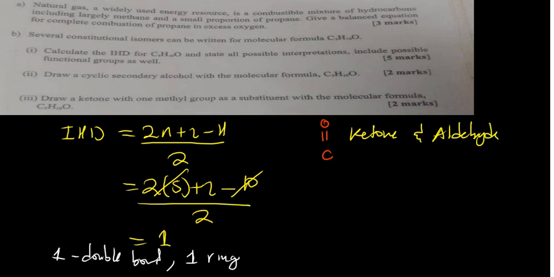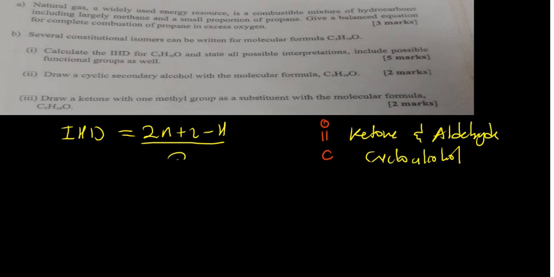But we said it can also be a ring. So the only way it can be a ring is when there's no double bond. And because we've got oxygen, it can be a cycloalcohol, where it is an alcohol in a ring form. So these are the possible functional groups that we can have for this IHD. And then part 2 of question B is saying, draw a cyclic secondary alcohol with the molecular formula C5H10O.